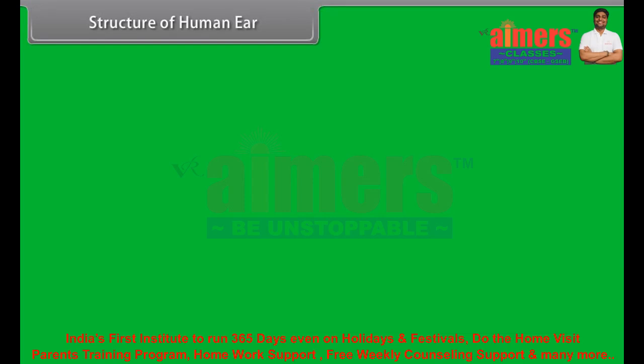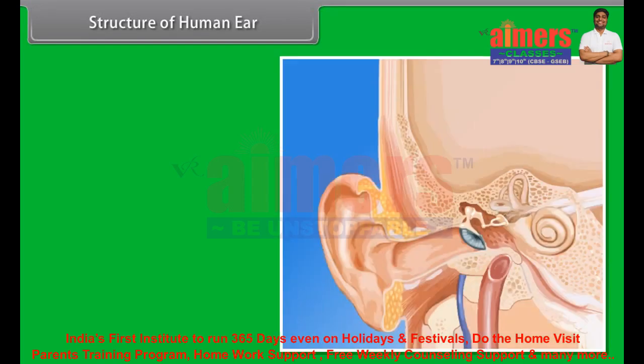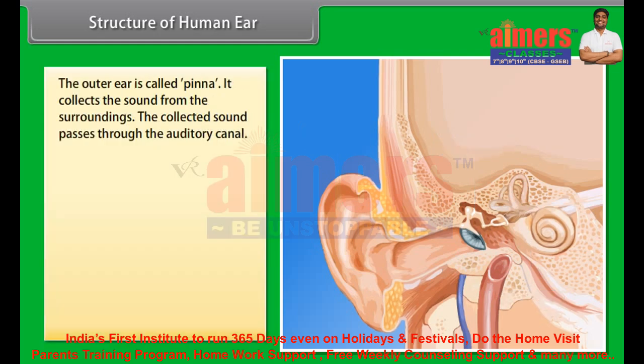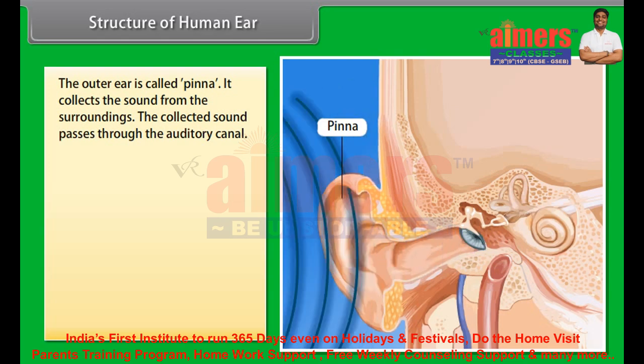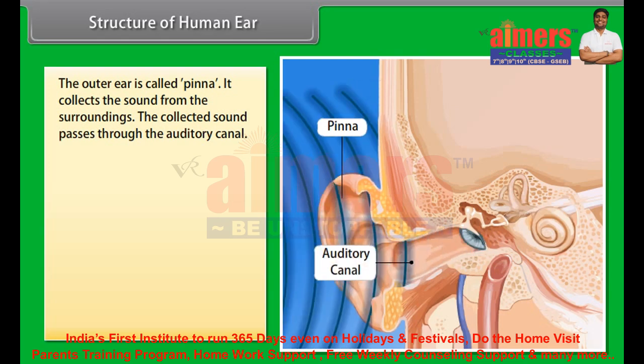Structure of human ear. The ear consists of three basic parts: the outer ear, the middle ear, and the inner ear. Each part of the ear has a specific role in the task of detecting and interpreting sound. The outer ear is called pinna. It collects the sound from the surroundings. The collected sound passes through the auditory canal.